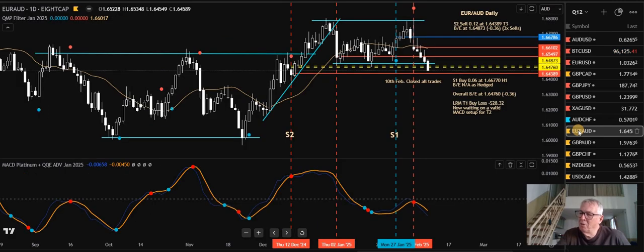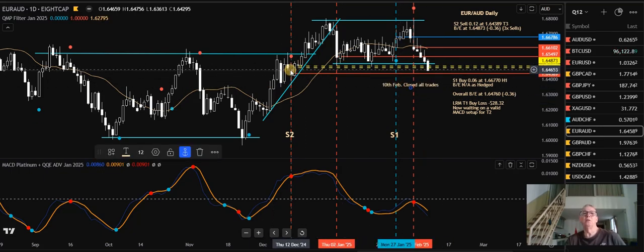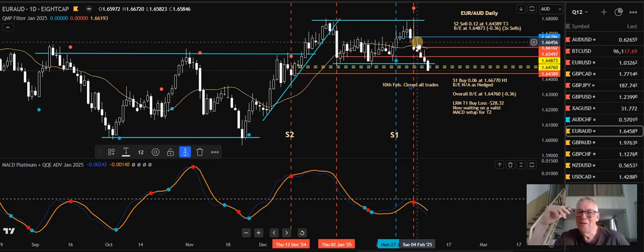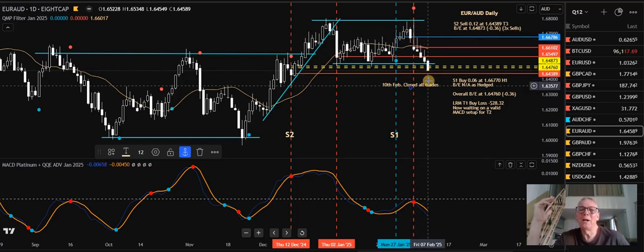Euro Aussie, highlighted in yellow. There's a reason for that. All right, Monday, I'm closing all trades. I am going to close all trades. 10th of February. Look, I took a sell there, took another sell there. Same position size. Went into buy mode, went into hedge sell on that. Now we're at the overall break-even level.